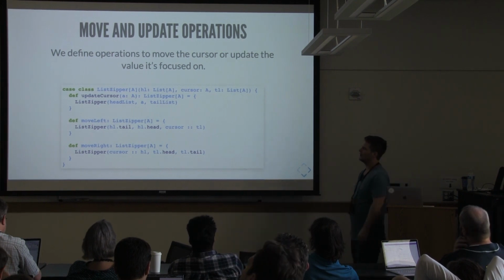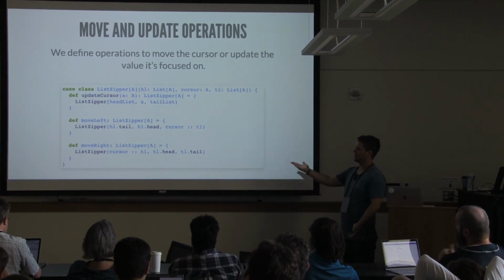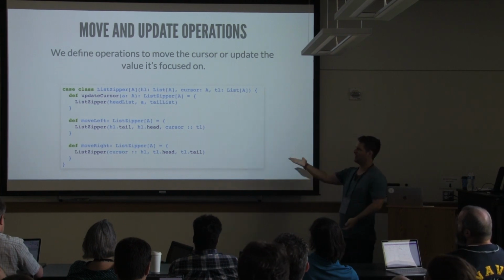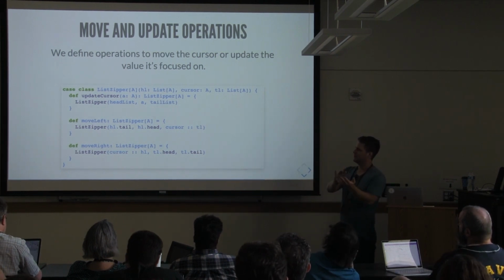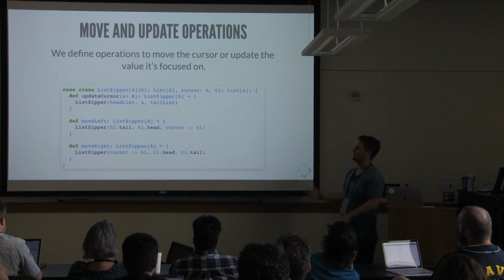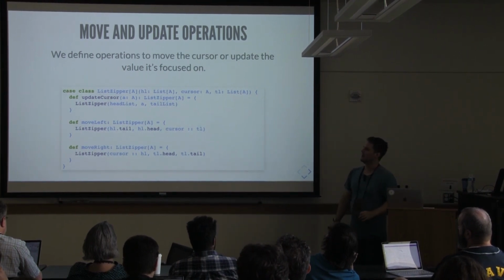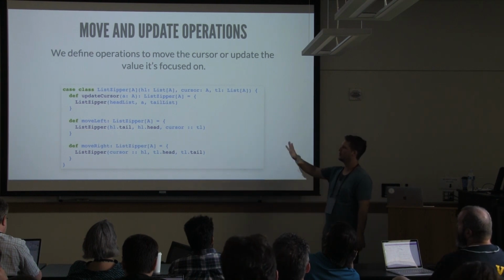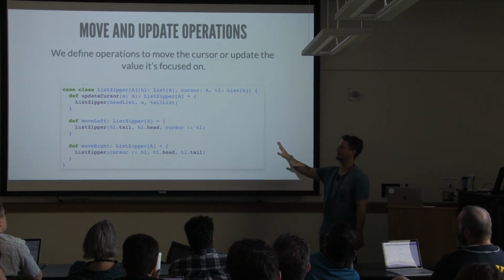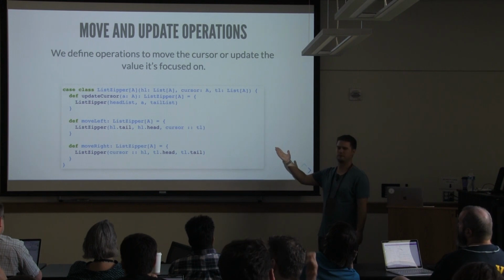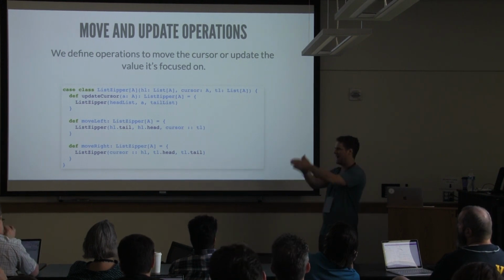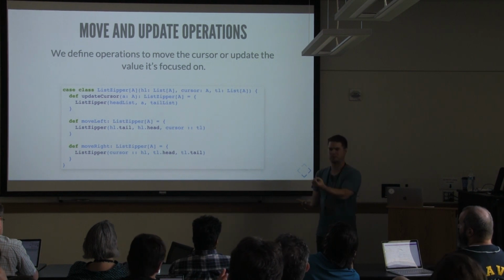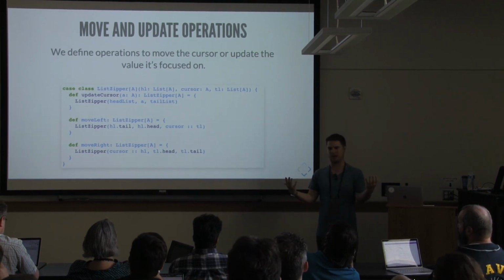And as I said, you just rotate through the lists. So move left just moves everything that way, and move right, vice versa. And why would we want to do this? Well, it turns out that with this focus, we can update basically for free. Since we just have the element we're on, we can make a new list zipper just replacing that one element. The lists on the sides don't change.